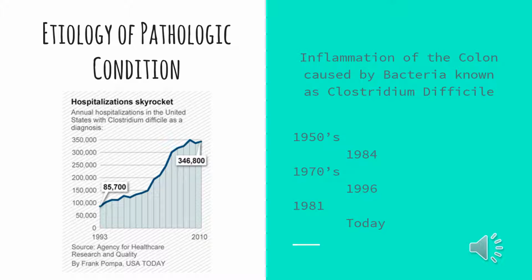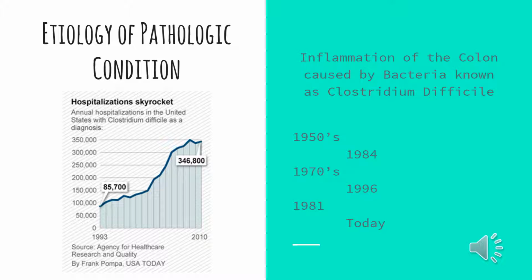C. diff is the inflammation of the colon caused by a bacteria known as Clostridium difficile. In the 1950s, C. diff was identified as a staph infection. In the 1970s, clindamycin was administered by mouth or intravenously to treat the condition. In 1978, it was identified as pseudomembranous colitis.